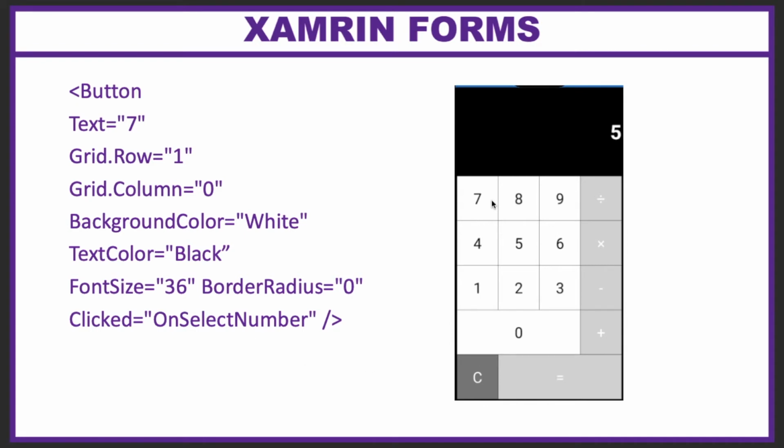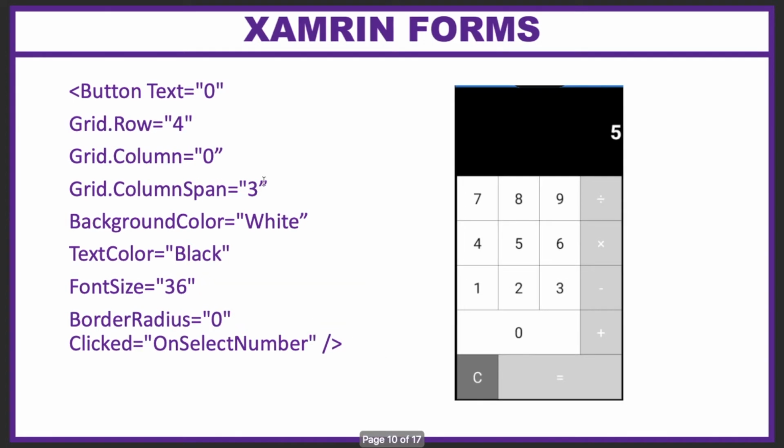And in the same way we need to define for number 8, 9, also for 4, 5, 6 and 1, 2 and 3. And for 0 we need to define the row 4 and column 0 and column span as 3. That means it occupies 3 columns for displaying the 0. Remaining all same as the other numbers.